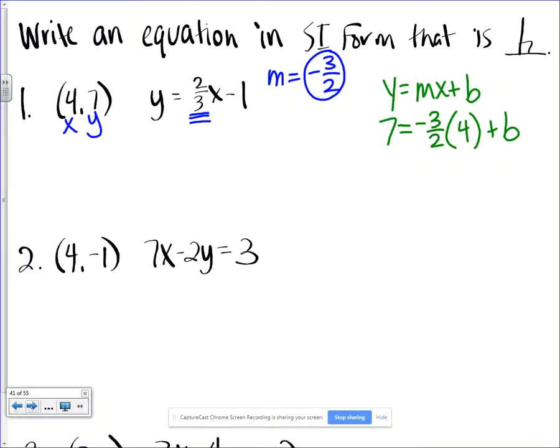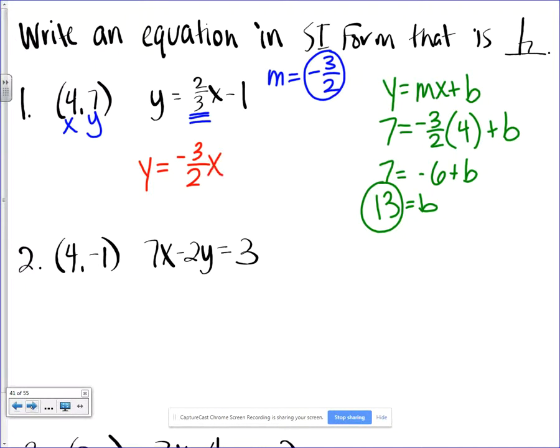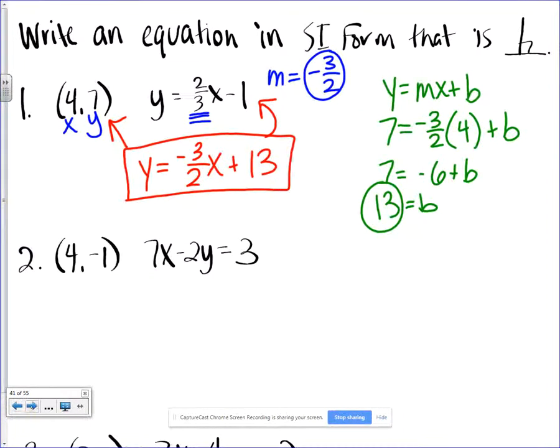Okay, so if I multiply here, this gives me 7 equals -6 plus b. Add the 6 over, I get b equals 13. So my equation will be y equals -3/2 x plus 13. This is the equation of the line that will be perpendicular to that line and will go through that point. If you want to check, put it in Desmos and see how it works. Number 2.